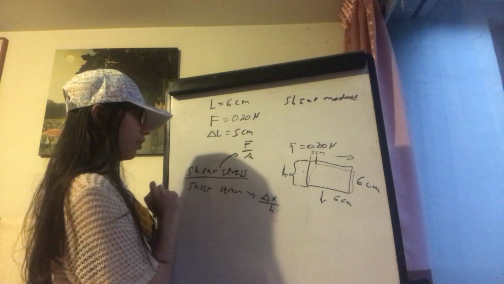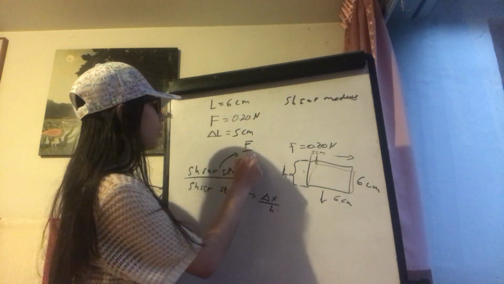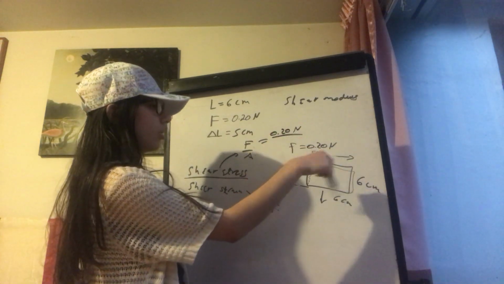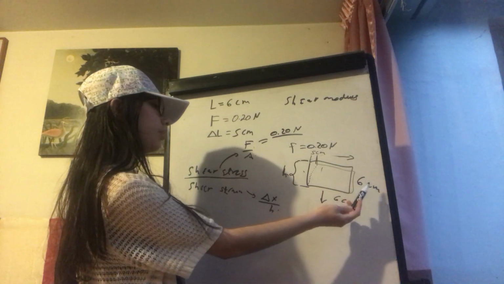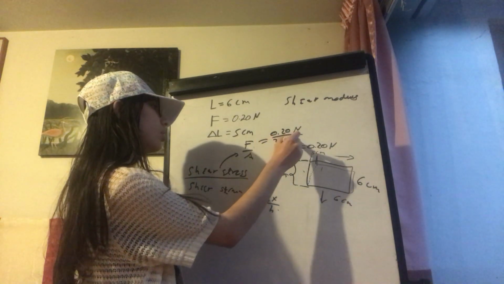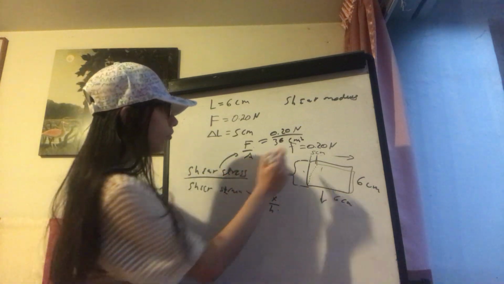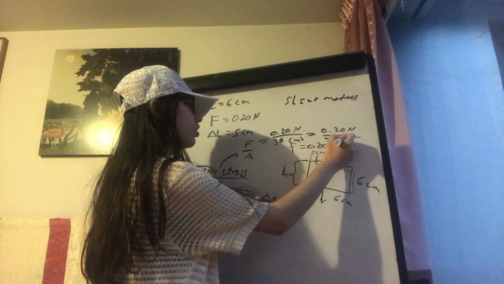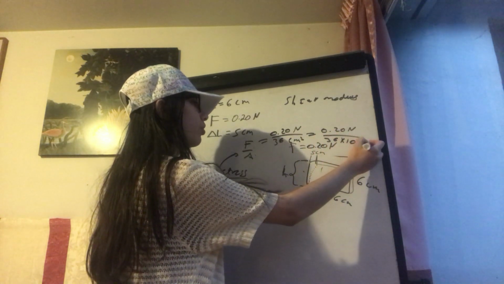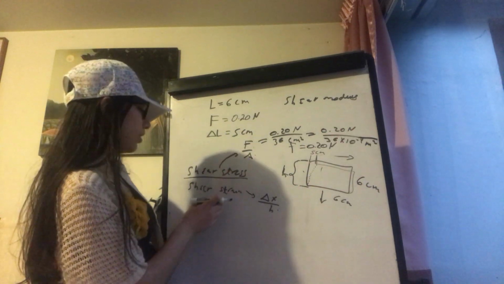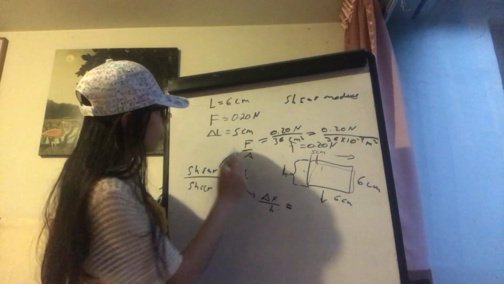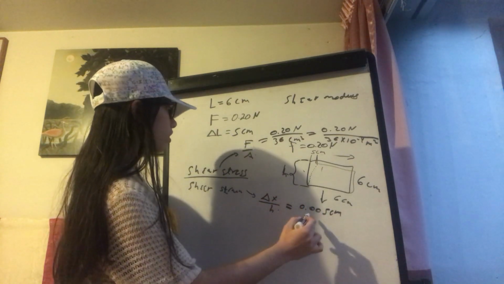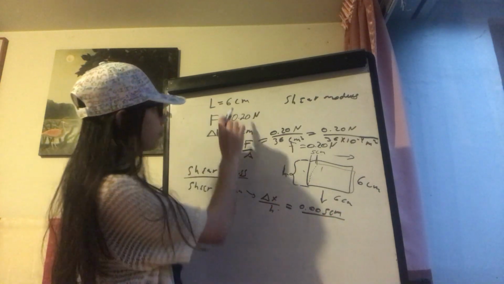So now we have shear stress, that is force divided by area. The force is 0.20 newtons, and the area is 6 centimeters times 6 centimeters, so 36 square centimeters, or 0.20 newtons over 36 times 10 to the negative 4 square meters. And the shear strain, this is 0.005 centimeters divided by 6.